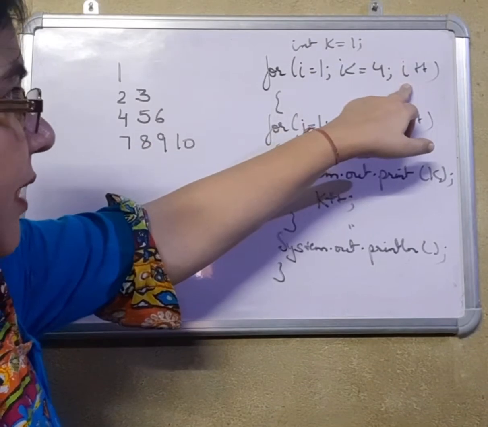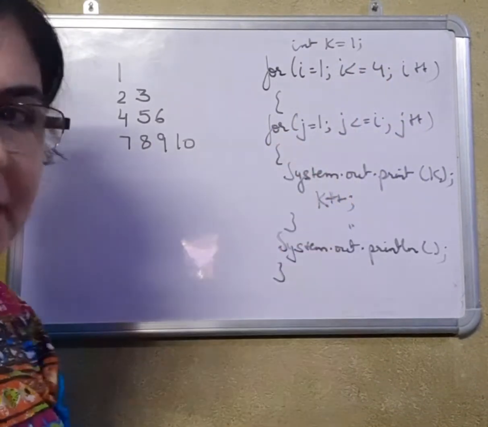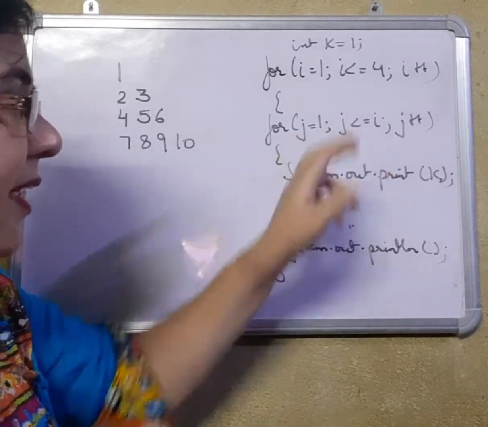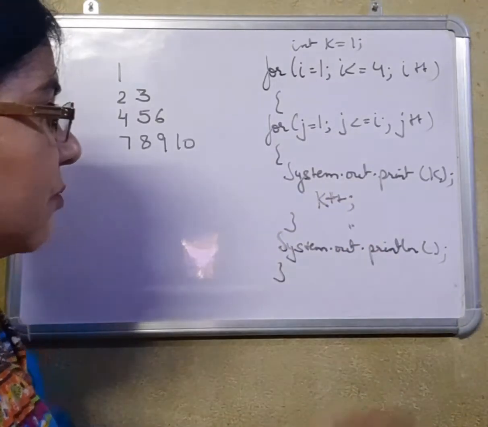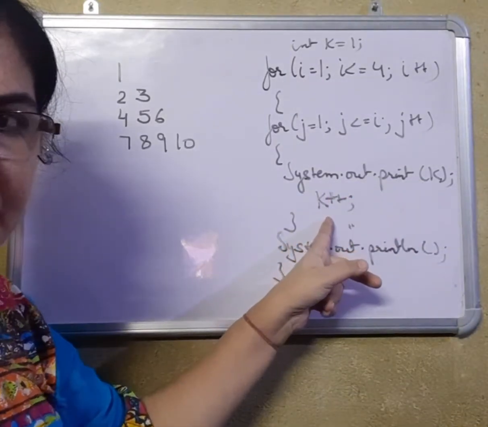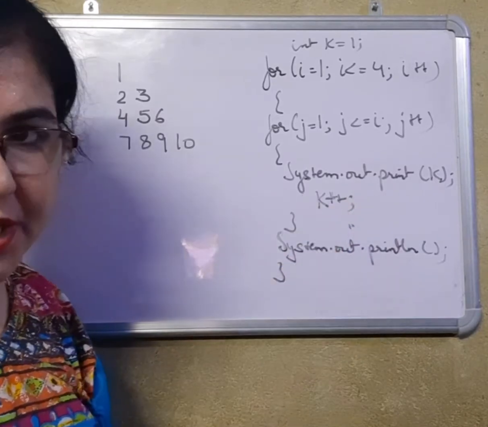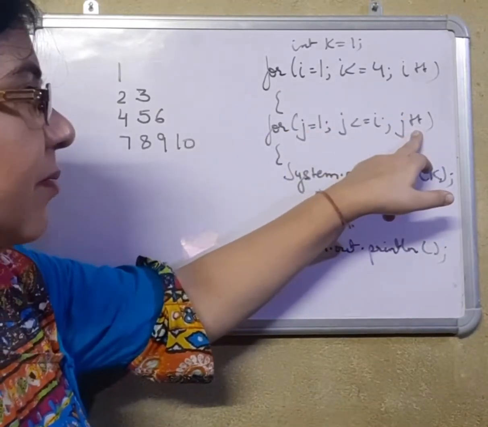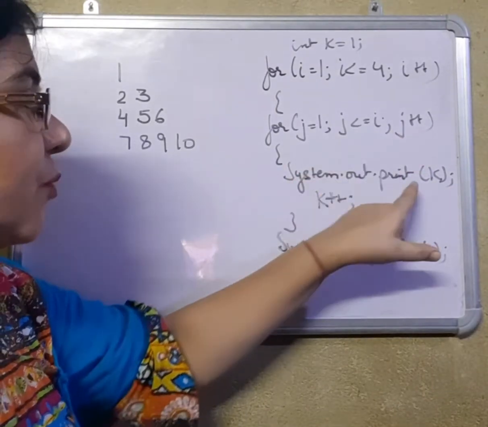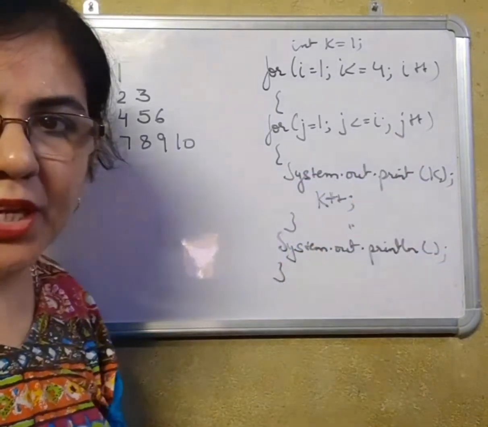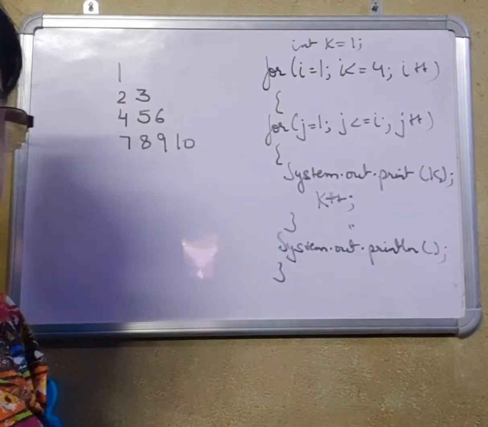Then I increases and it becomes 2. 2 is less than equal to 4. Yes. J will restart with 1. 1 is less than equal to 2. Right? Then system.out.print. What was the previous value of k that had incremented? It was 2. 2 will be printed. Then k plus plus becomes 3. J will increment and it will become 2. 2 less than equal to 2. Correct? What is the value that had incremented for k? 3. So along with 2, 3 will also be printed.